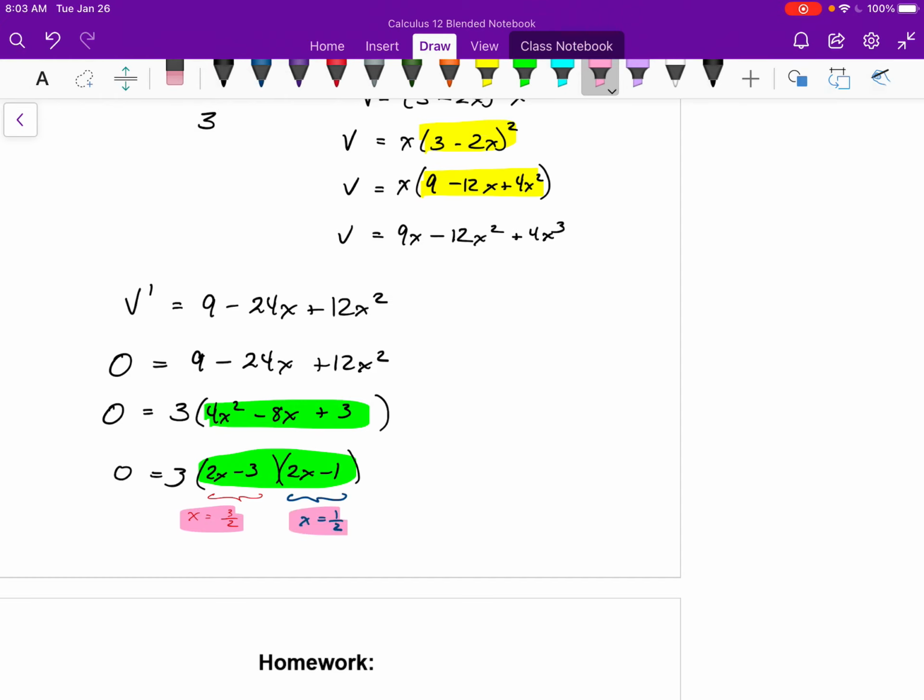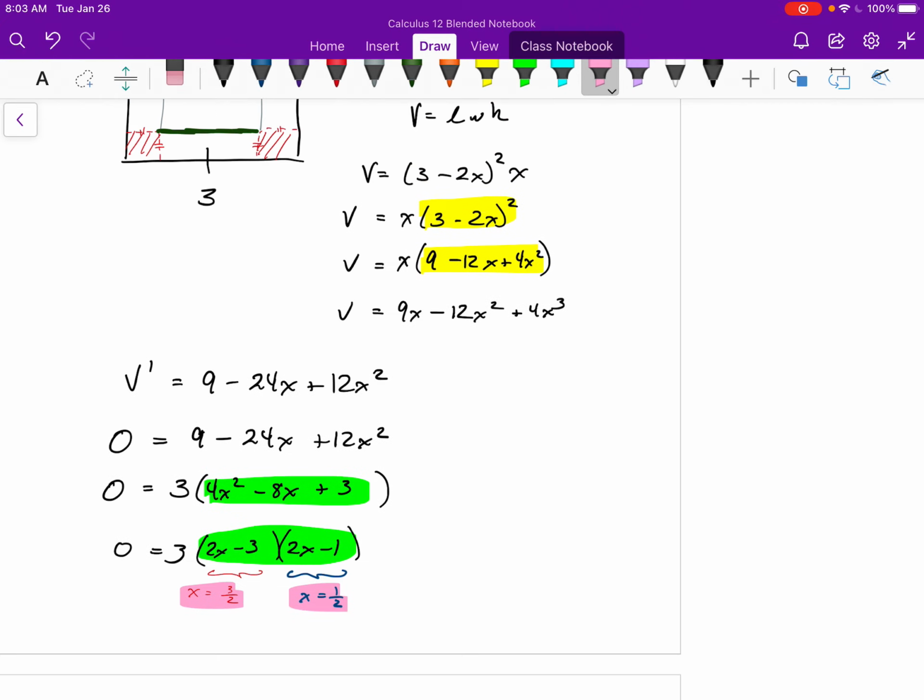And so if I just put these back into my volume function, any of these steps right here, let's find out the volume for each of these. And that'll give me a good sense. For example, if I put 3/2 into the volume function, I get out 0. It's probably most obvious if I look at this step right here. Replace x with 3/2, you get 3 minus 3, which is 0, and 0 squared is 0. And so when x is 3/2, the volume is 0, which means that must be a minimum.